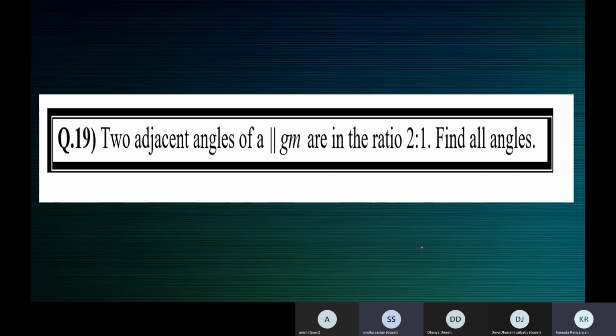Adjacent angles are supplements. In a parallelogram, opposite angles are equal, ma'am. So the sum of the interior angles of a parallelogram is 360 degrees, ma'am. 2x plus x plus 2x plus x, ma'am, is equal to 360 degrees. Then 6x is equal to 360 degrees. x is equal to 60 degrees, ma'am. Very good. That's also fine.